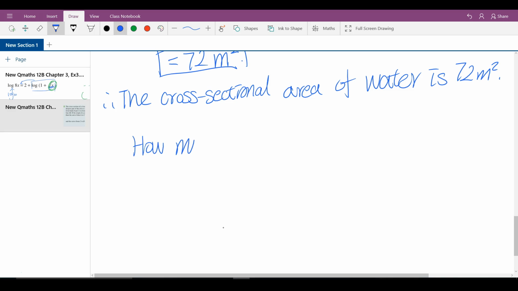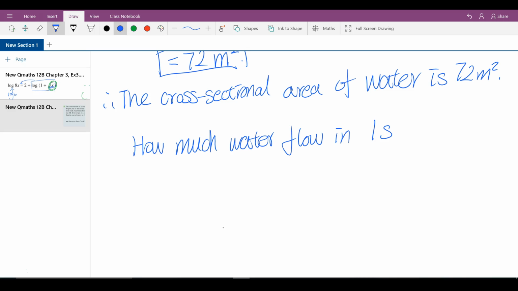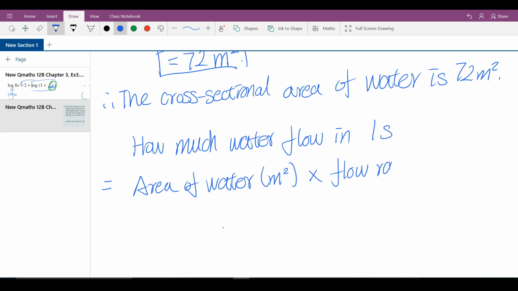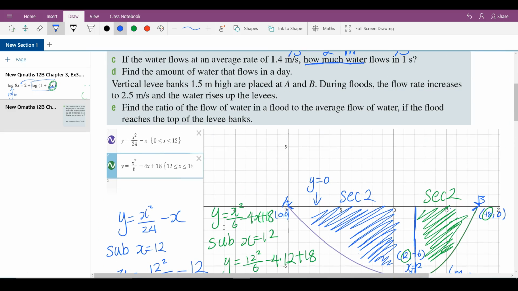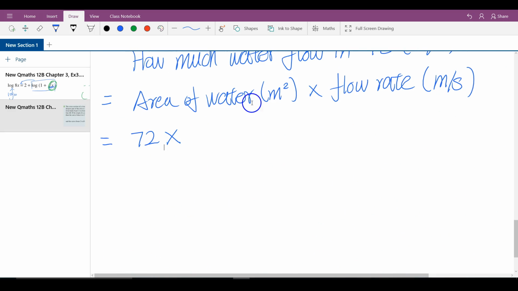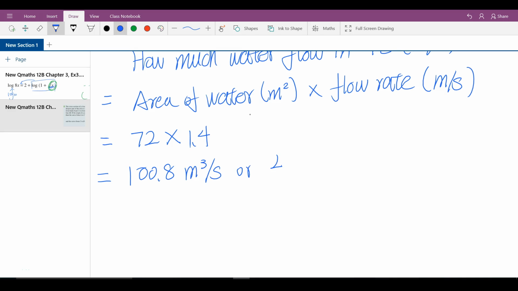So how much water flows in 1 second is equal to the area of water, that is meter squared, multiplied by the flow rate, which is meter per second. So this is meter cube per second. So 72 times 1.4 gives you 100.8 meter cube per second, or if you like, liter per second.